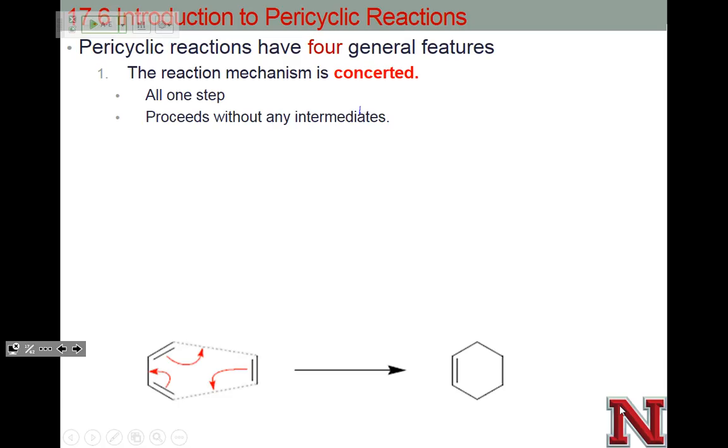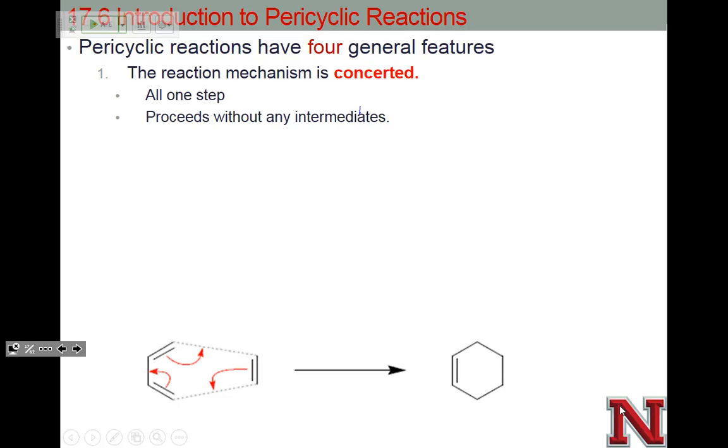Because it's concerted, it all happens at once. It proceeds without intermediates. This is literally the mechanism. Those 3 arrows is all you need to draw. Do not draw intermediates, do not draw positive charges. If I give you this mechanism, that's all I want, are those red arrows. I will not give any partial credit for this question.